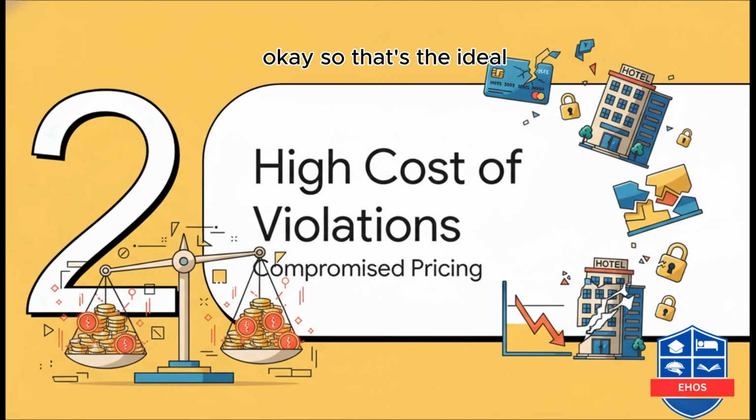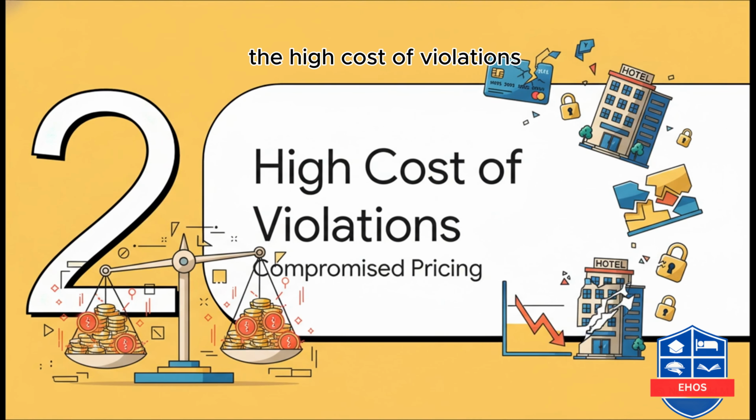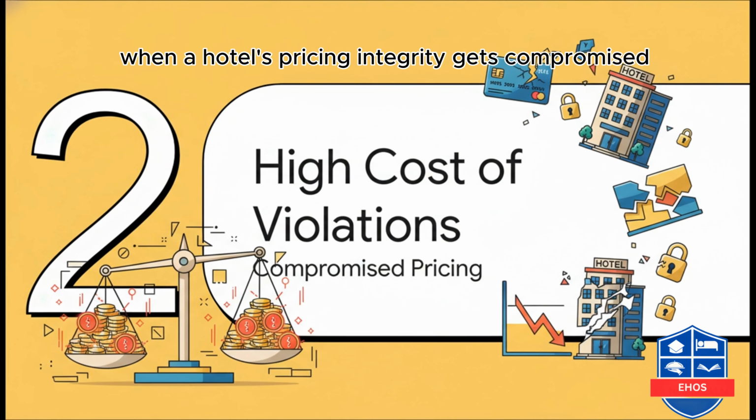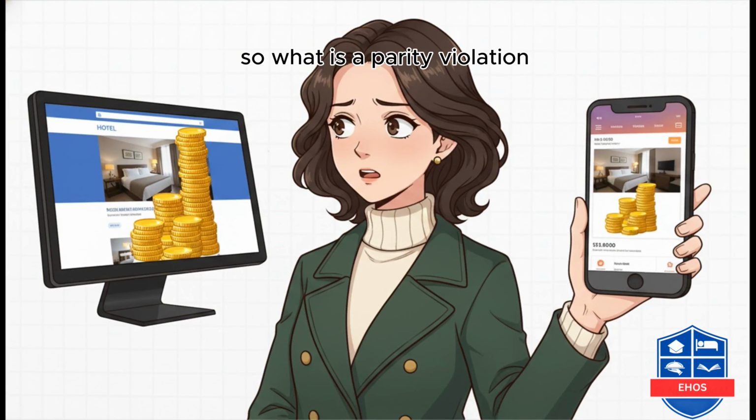Okay, so that's the ideal. But what happens when that playing field isn't so level anymore? That brings us to Section 2, the high costs of violations. This is where we see what happens when a hotel's pricing integrity gets compromised, and believe me, the damage is real. So, what is a parity violation?